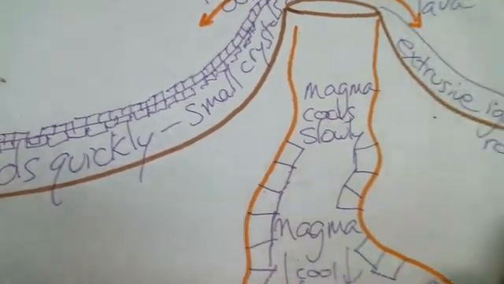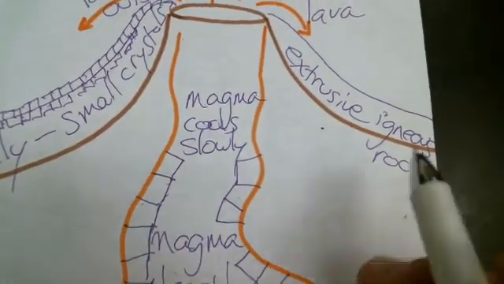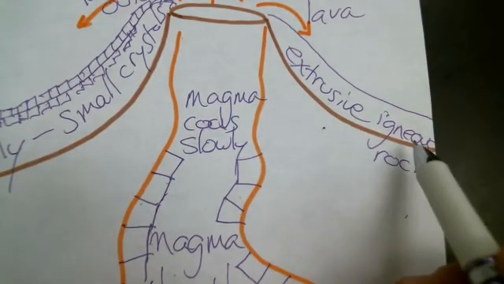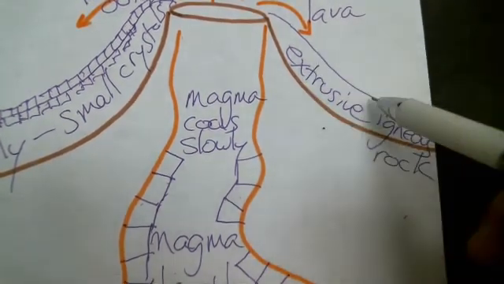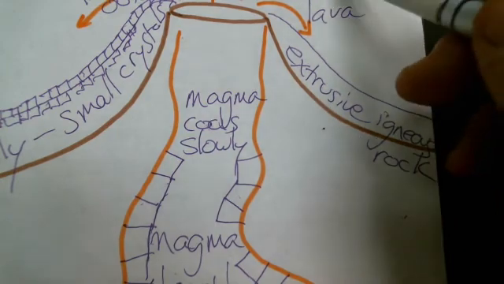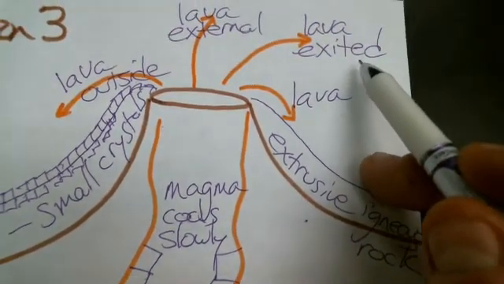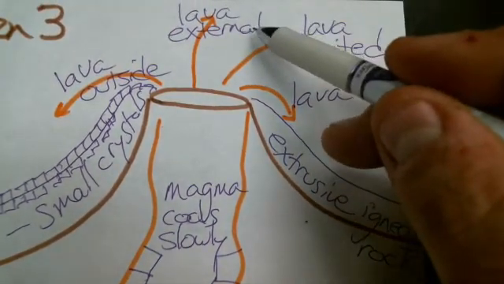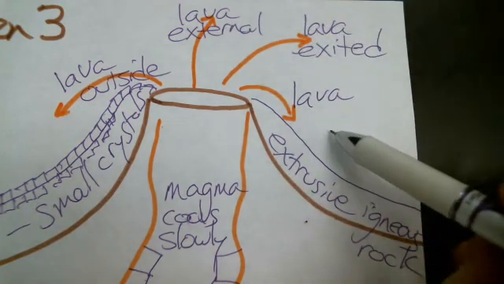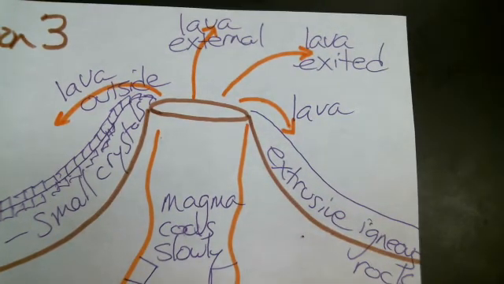So remember that this kind of igneous rock is called an extrusive igneous rock. The extrusive happens after the lava has exited the ground. It's on the external parts of the earth. Extrusive igneous rock.